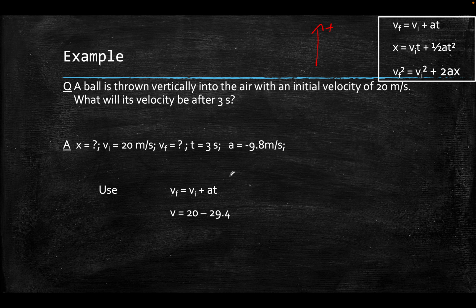VF equals VI plus AT. You'll get VI 20 plus negative 9.8 multiplied by 3 will give you minus 29.4. And you will get negative 9.4, which means the ball is on its way down. It went up and then decided to come down. After 3 seconds, I am over here at minus 9.4 meters per second.